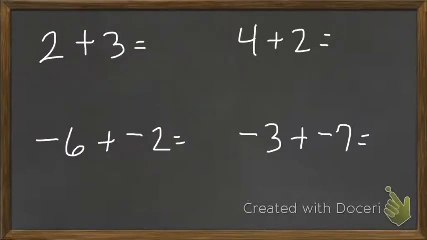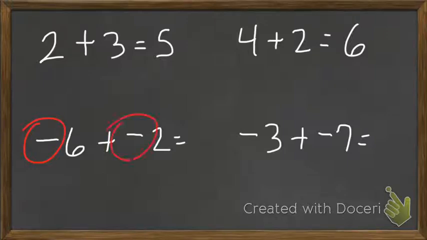So here we have 2 plus 3. Those are both positive numbers. So we have a party, we bring them together, and we get 5. 4 plus 2, they're the same sign, they're both positive. Add those together, we get 6. Negative 6 plus negative 2. Again, the signs are the same. We got a negative 6 and a negative 2. So we're going to add those 2 numbers together, and we're going to get 8. But it's negative 8 because we keep the sign.